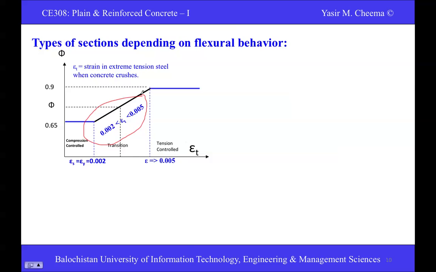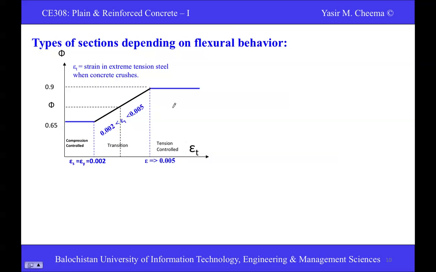The maximum value of phi is 0.65, or the maximum value of phi is 0.9, or the minimum value is 0.9, whatever, or it is in between them. So you have to study like this. So these are the different control sections.